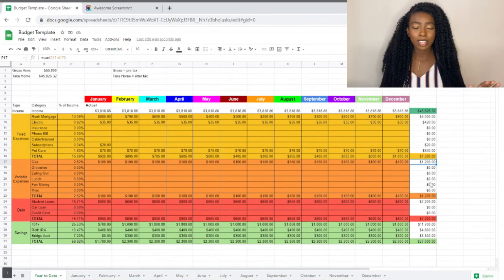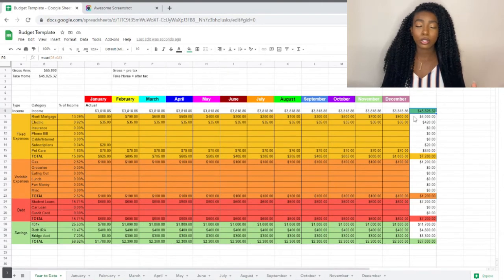So if you see a column or a row that is very high that you maybe want to change or cut back on, this will help show you where all of your income went. And this will also show you your total income of what you made for that year. Because you may have a gross income of one value, but then your take home is telling you another one.